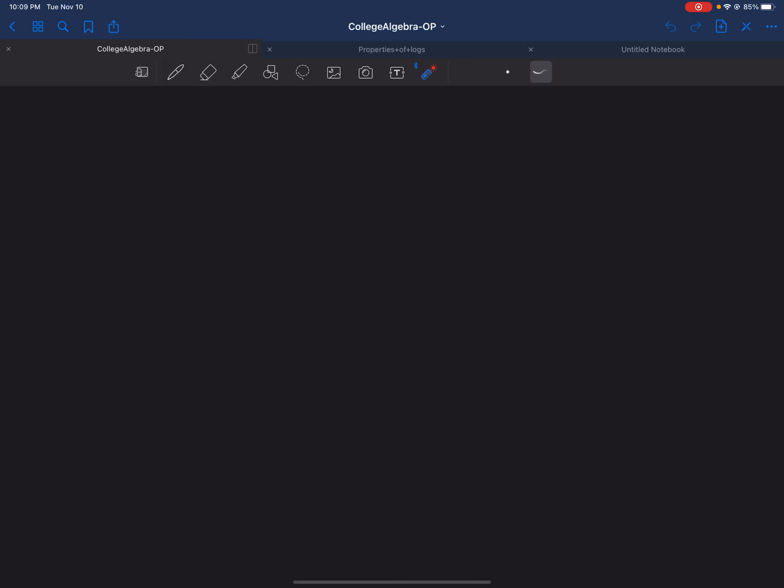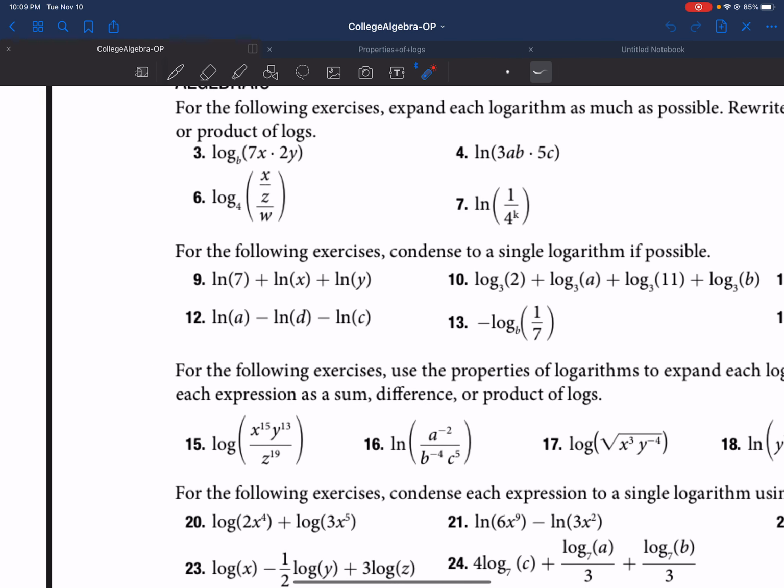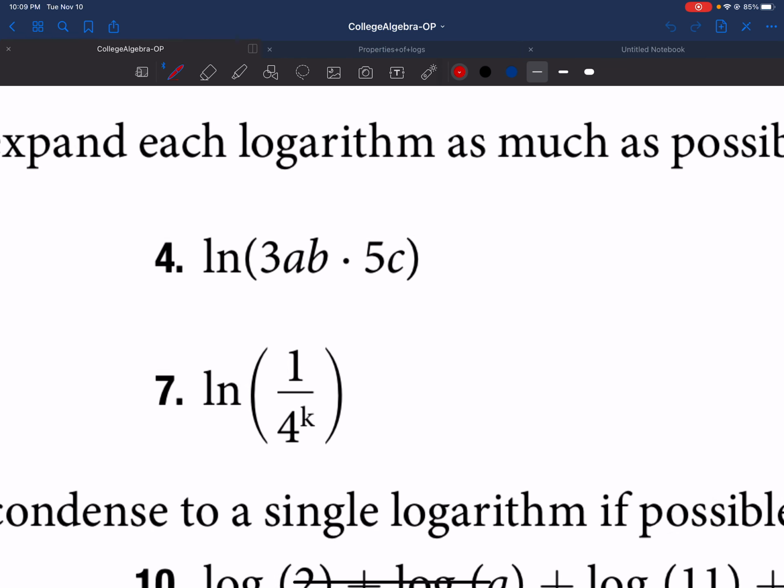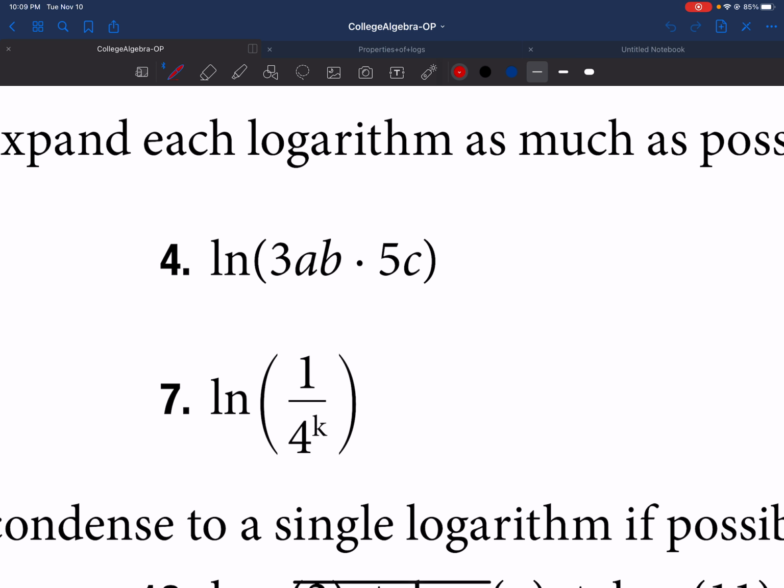So let's go to the problems. Here's what they look like. So as promised, here is what we get. And I'm just going to go through and write on here. So I'm going to do problem number 4. Look at problem 4. Problem 4, the first thing I see that I can do is I can multiply the 3 times 5 in there. And I can say this is ln of 15abc.